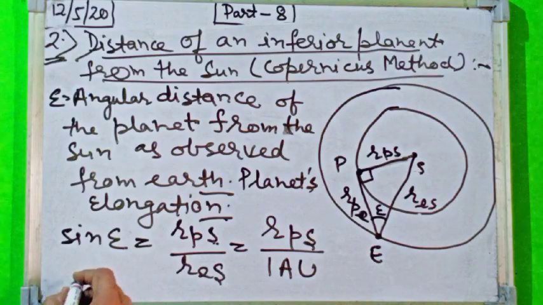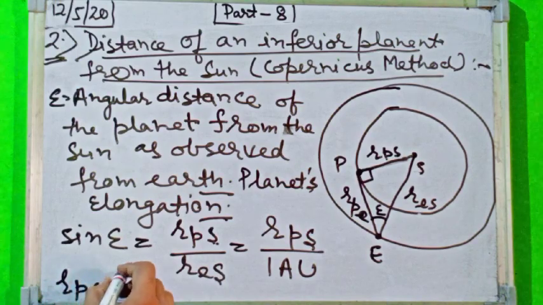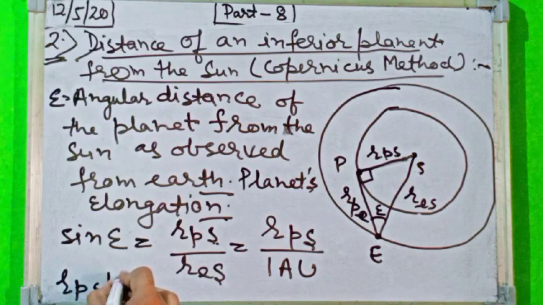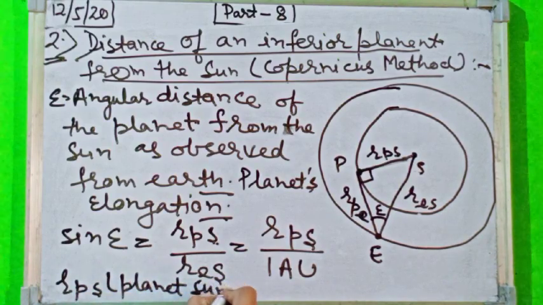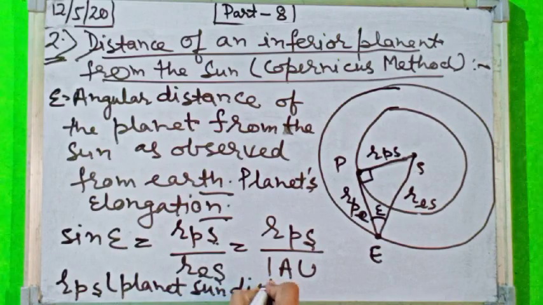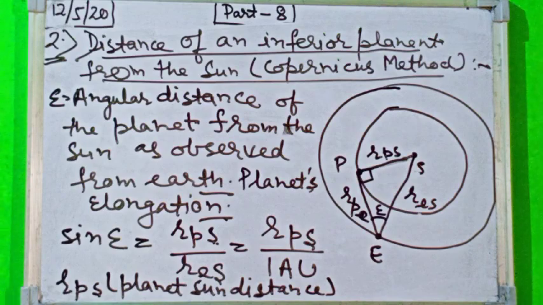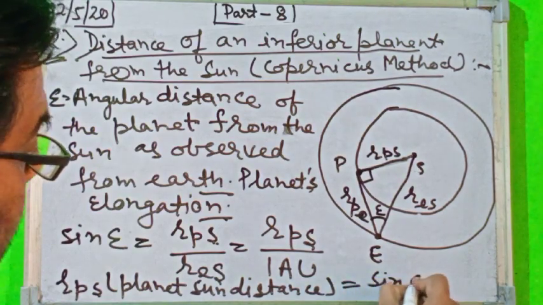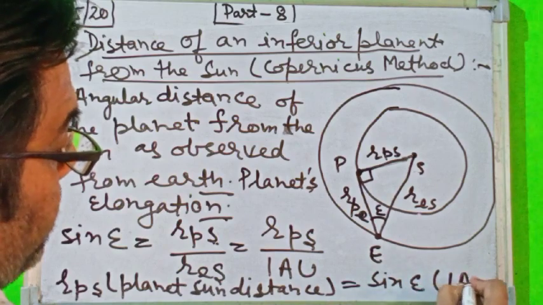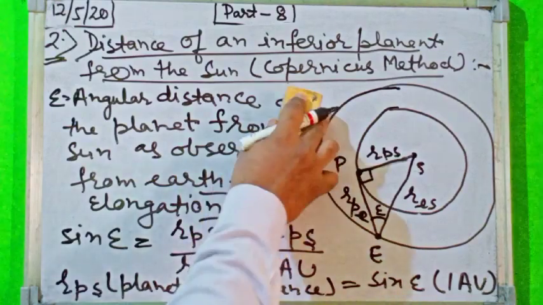So from here, RPS, the planet-sun distance, is equal to sine epsilon into 1 AU. Clear, students? This is simple mathematics.